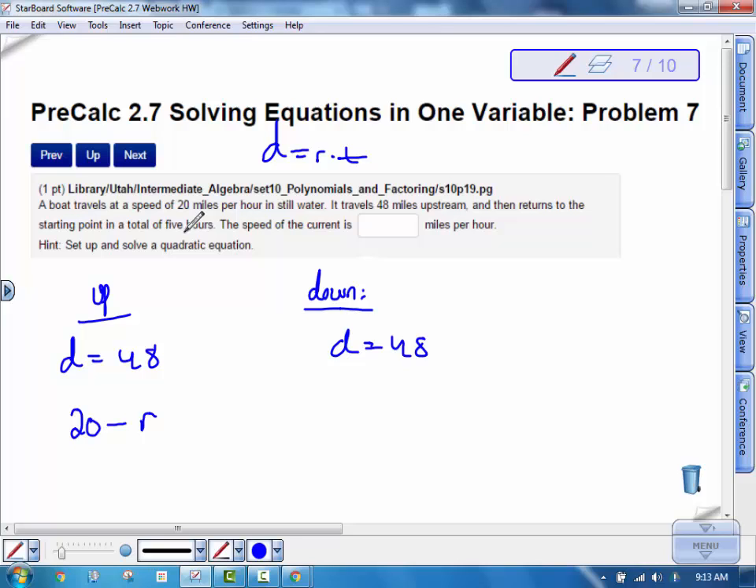Downstream, though, we can add it. So the rate downstream would be 20 plus r, the rate of the river, or the rate of the current. And then in time, if I call this one t, this one has to be 5 minus t, because we know we have 5 hours total for time. So whatever this one is, 5 minus that gives you the remaining amount of time left.